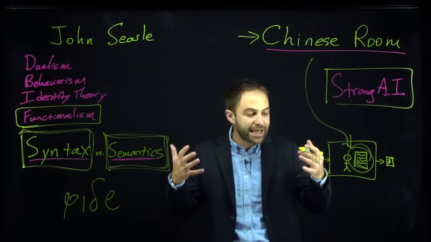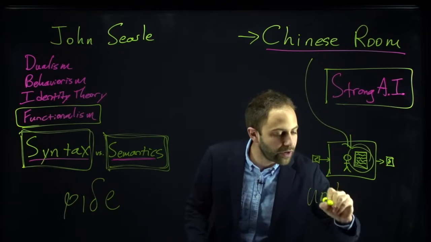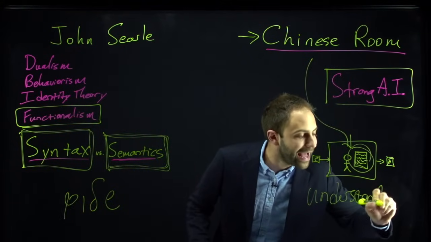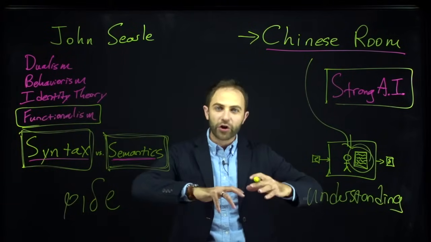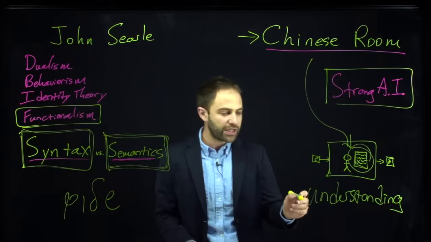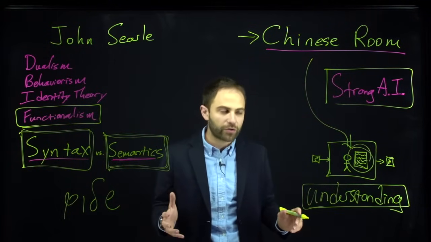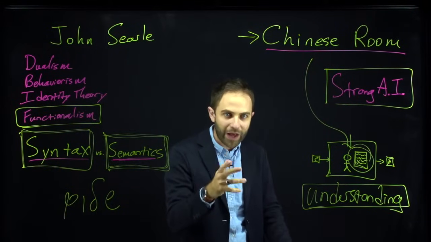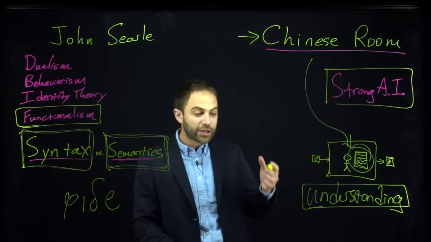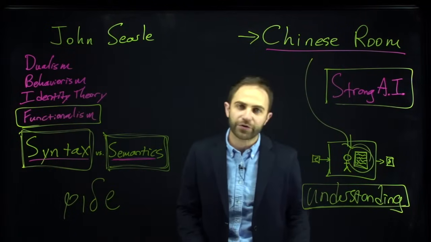And so there's this mental state, this state of the mind, we could call it understanding. And that's a state of the mind that a mere functionally described machine could never have. According to Searle, if we interpret the Chinese room thought experiment in the way that he wants us to interpret it, it shows that digital computers can never have understanding.